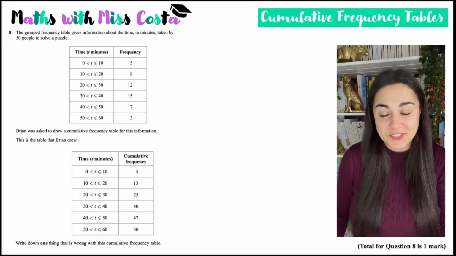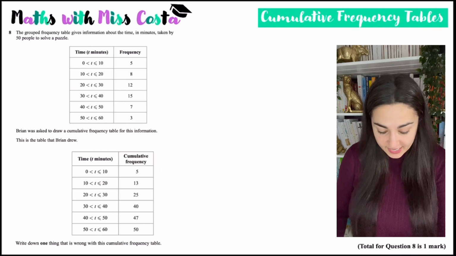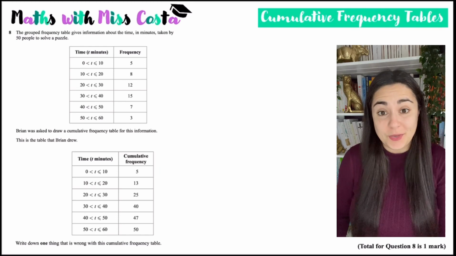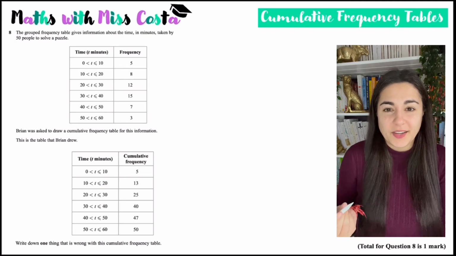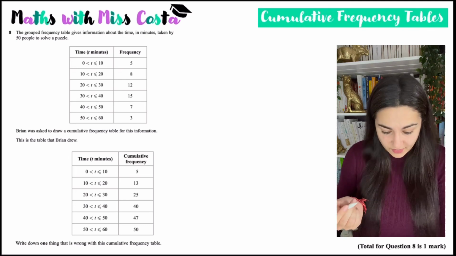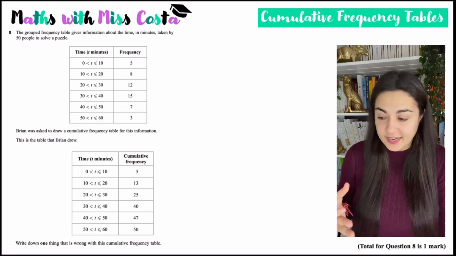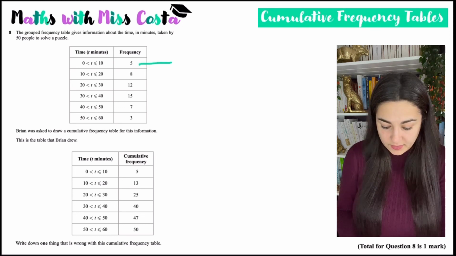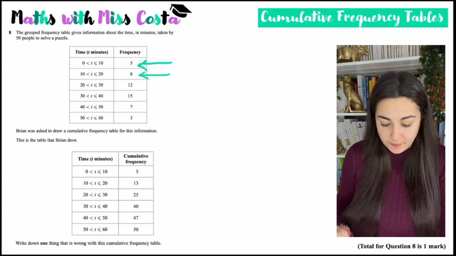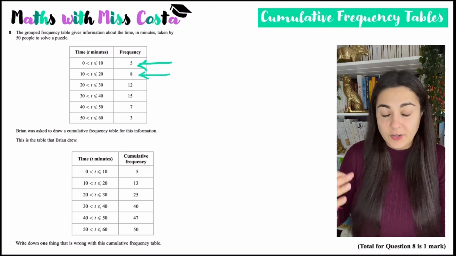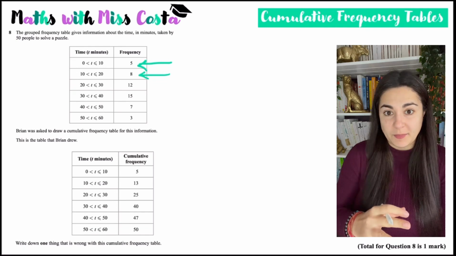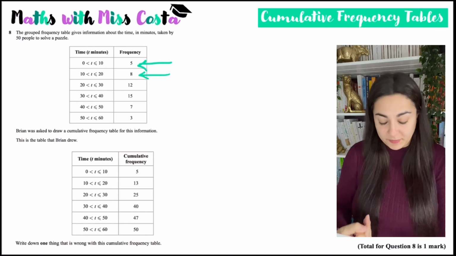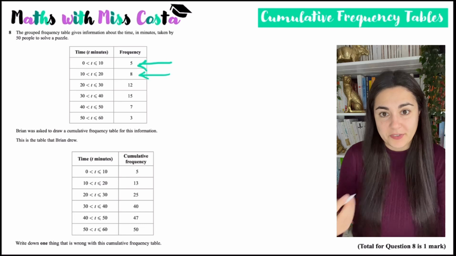Okay, so in this question, we're being asked to criticise a graph that someone has drawn for cumulative frequency. Now, the key thing for cumulative frequency is that it's like the running total. So let's say in this case, what is it? The minutes taken. So let's say it takes 5 people under 10 minutes to solve a puzzle, and then 8 people between 10 and 20 minutes. The cumulative frequency means that 13 people have taken under 20 minutes. So it includes everything that comes before that. Okay, so that's the whole point of a cumulative frequency.